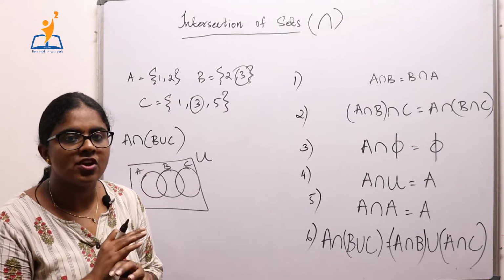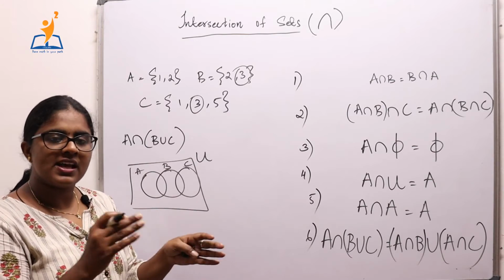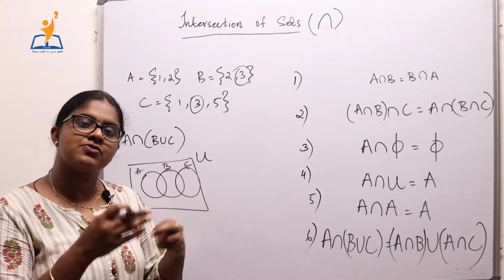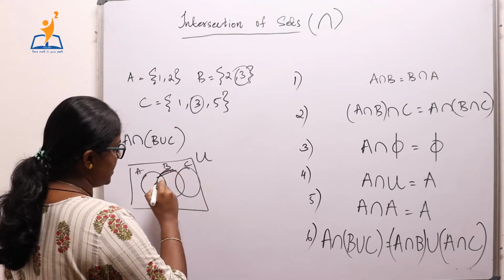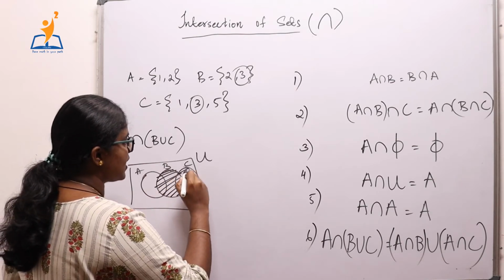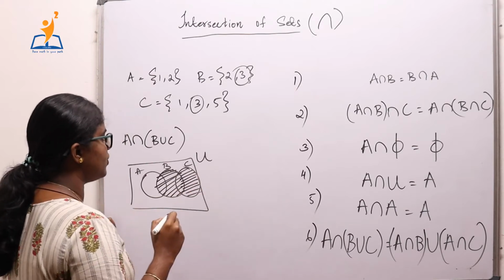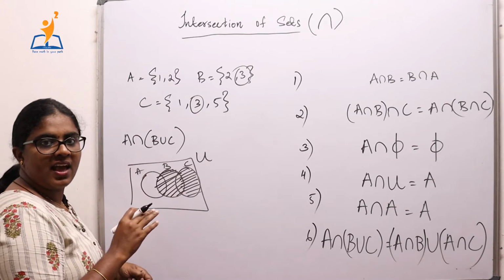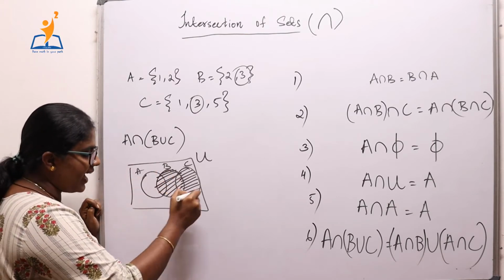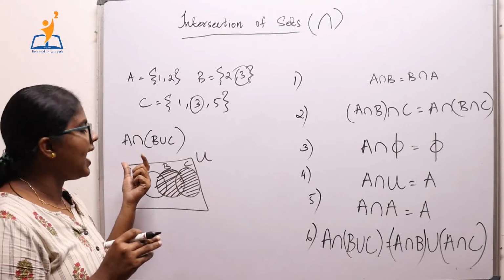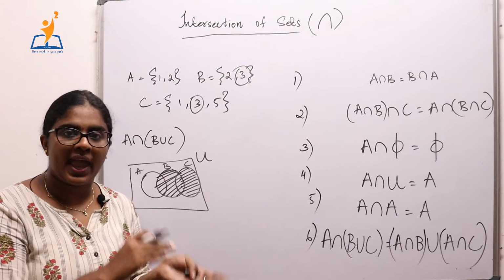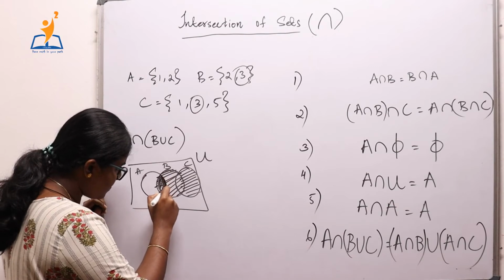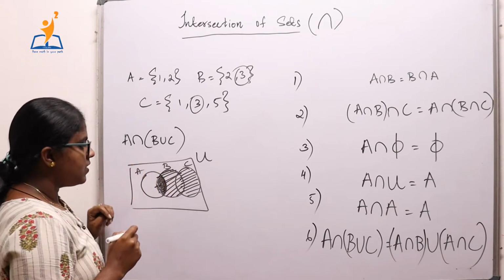B union C means the set of all elements which are there in B or C. B union C contains all the elements from B and C. So the complete B should be included in B union C. Also the complete C should be included in B union C. So this shaded region is our B union C. We want to intersect that with A. So this circle is A and this shaded region is B union C. The intersection of A and B union C is the points which are common to A and B union C. The points which are common to A and B union C are this particular portion.